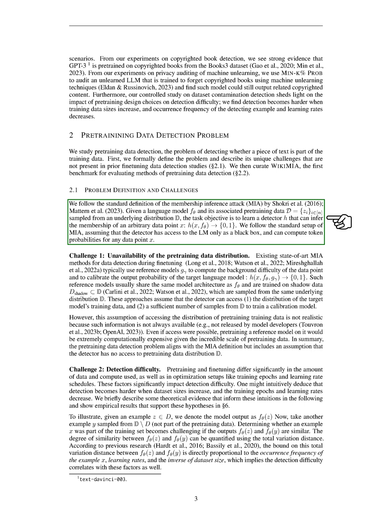For example, if we have an example, Z, from D, and the model output is f_theta(Z), and we have another example, Y, that's not part of the pretraining data, it becomes challenging to determine whether an example, X, was part of the training set if the outputs, f_theta(Z) and f_theta(Y), are similar. The degree of similarity between f_theta(Z) and f_theta(Y) can be quantified using the total variation distance. According to previous research, the bound on this total variation distance is directly proportional to the occurrence frequency of the example X, learning rates, and the inverse of dataset size, which implies the detection difficulty correlates with these factors as well.